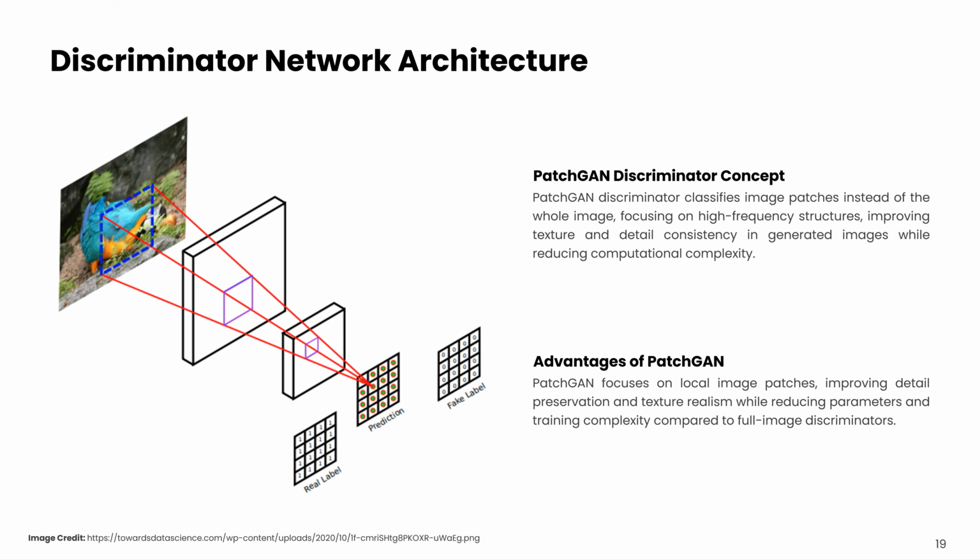Attention mechanisms within patches or cross-patch attention can help propagate long-range texture consistency without sacrificing locality. In practice, these hybrids often deliver both sharp local textures and plausible global structure.